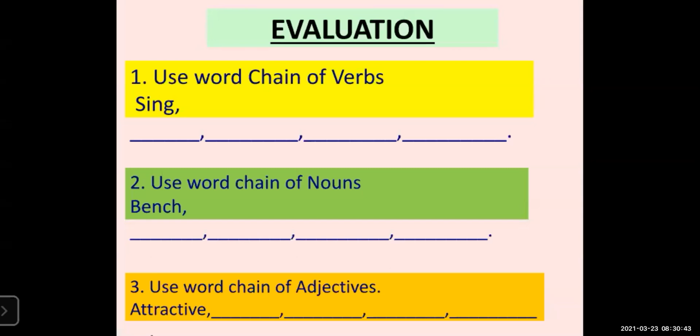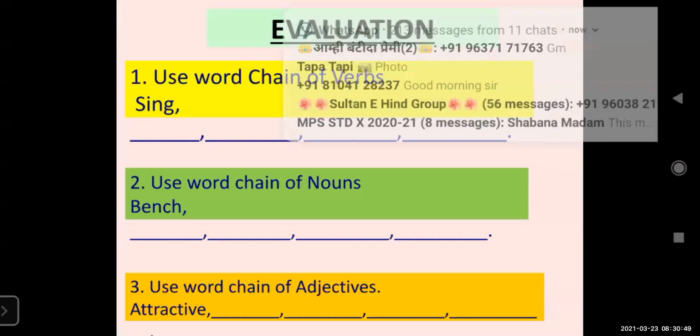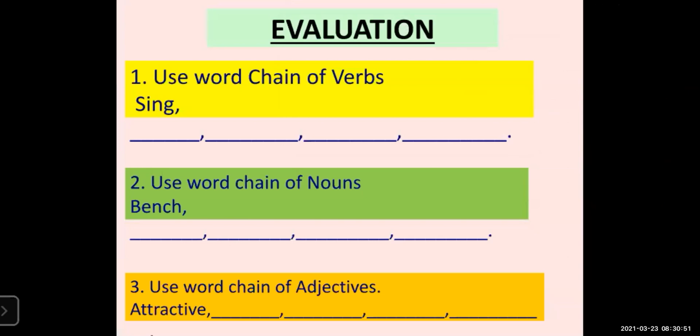Then the last question is about the word chain of adjectives. The word which is given here is the adjective attractive, A-T-T-R-A-C-T-I-V-E. Now to complete this activity, the last letter is E. So you have to use an adjective beginning with E, and similarly with the last letter of your own word, you have to complete this activity.